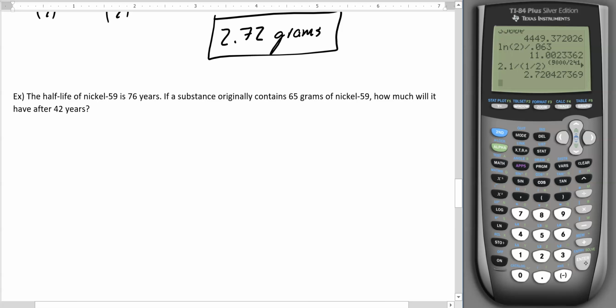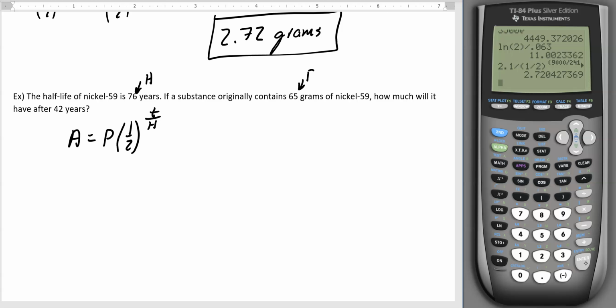So the half-life of nickel-59 is 76 years. If a substance originally contained 65 grams, how much will it have after 42 years? All right, so this time we want to find the final amount. So we'd say A equals P (1/2)^(T/H). All right, so 76 years, that's my half-life value. Originally it has 65 grams, so that's my initial. 42 years, there's my time.